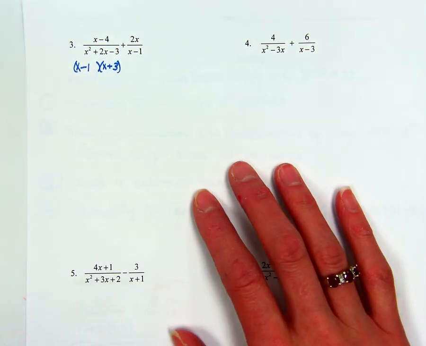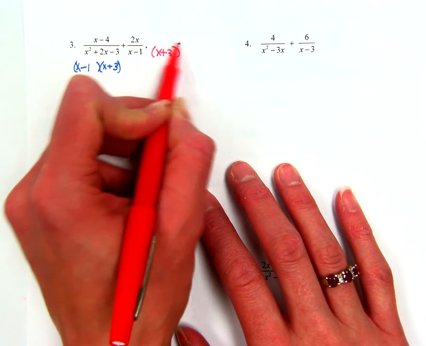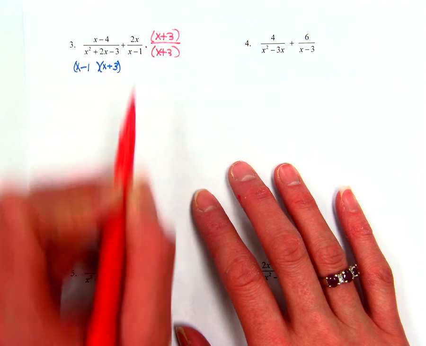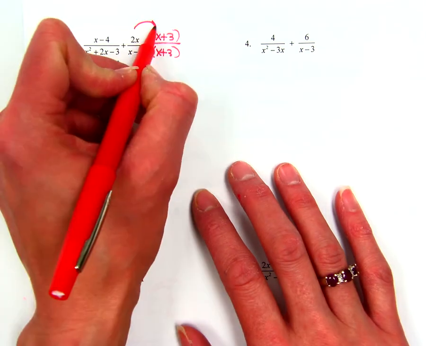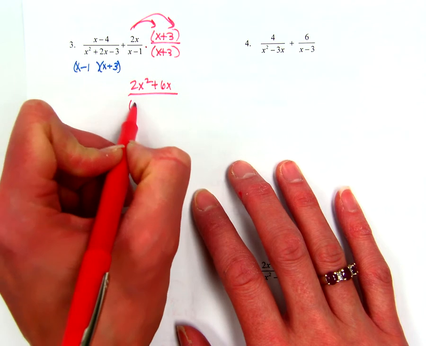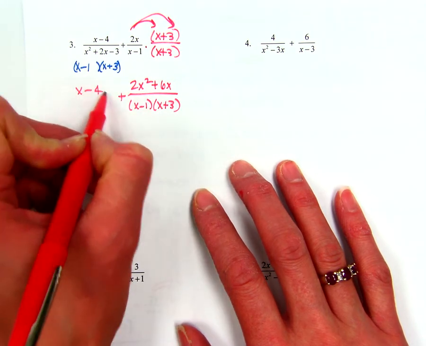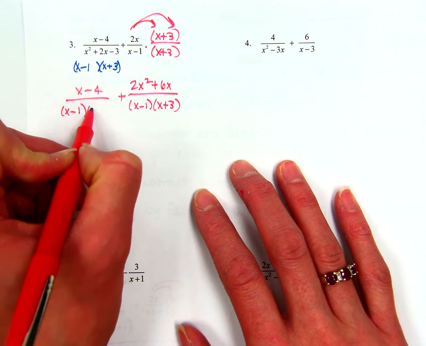All right, so now what's missing? This has 2 factors. This one is missing the factor x plus 3. So that's how I know what to multiply top and bottom by. Make sure you distribute. So you get 2x squared plus 6x over my 2 factors. Here I don't do anything. I'm just going to copy everything down.